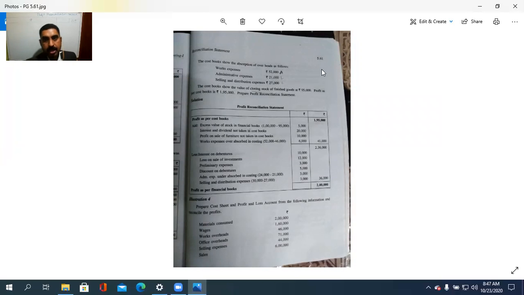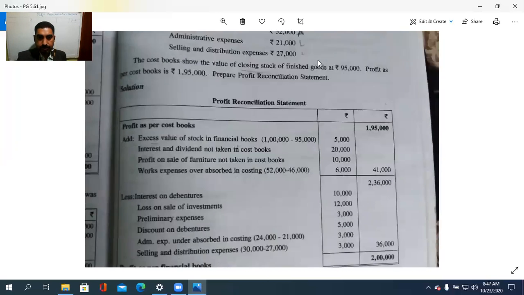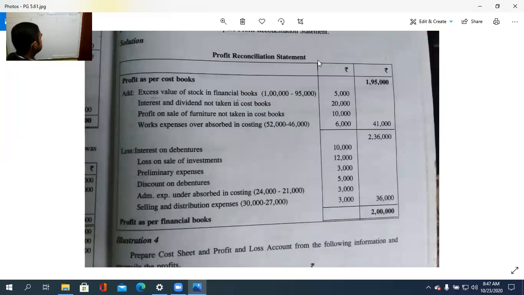So here, profit reconciliation statement. Profit as per cost books. How much is it? 1,95,000. Okay, add some items. What are the items to be added?